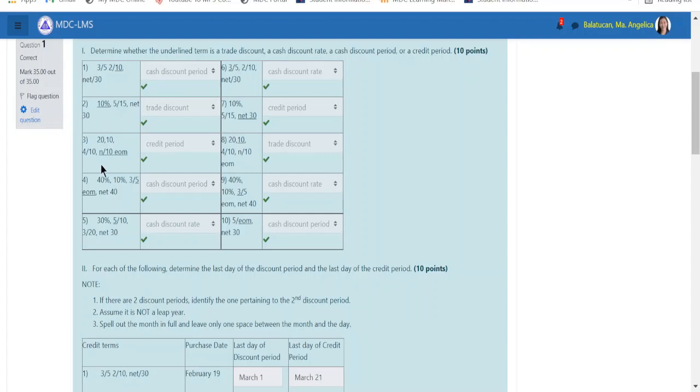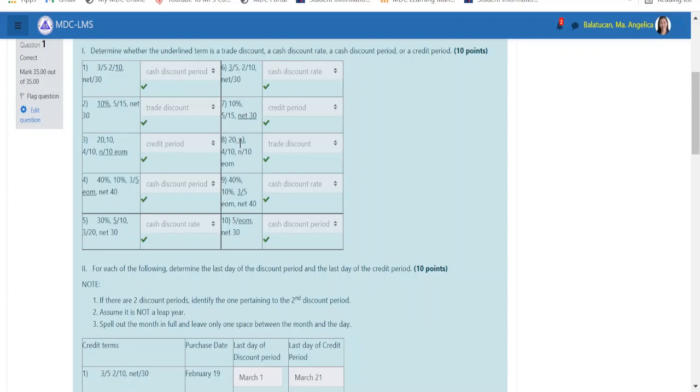Okay. Next we have n over 10 EOM. So that means that you will be paying the account 10 days after the end of the month, and this is a credit period. Next we have 5 EOM, that's 3 over 5 EOM. This is a cash discount period. Next we have 5 in 5 over 10. So this is your cash discount rate. And then we have 3 in 3 over 5. So that is also a cash discount rate. Net 30 is a credit period.